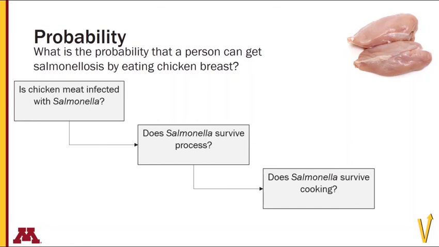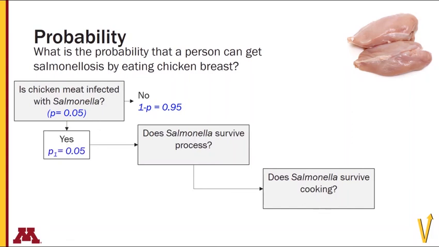To find out the first event, we contacted some experts. Here again, the first event is if the chicken meat is infected with salmonella. So the experts told us that the prevalence of salmonella in chicken carcasses in the main slaughterhouses of this country was about 5%. So what does this mean? It means that in 95% of the cases, there is no risk, but in 5%, yes, there is a risk.